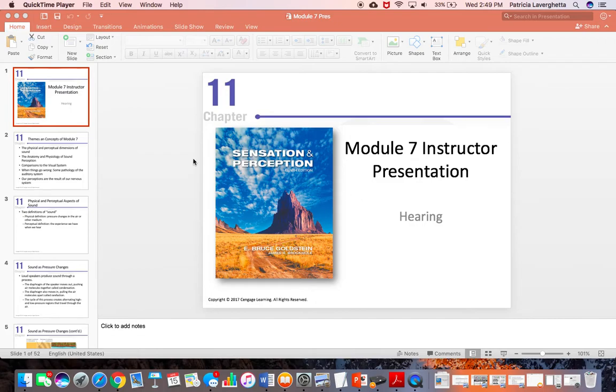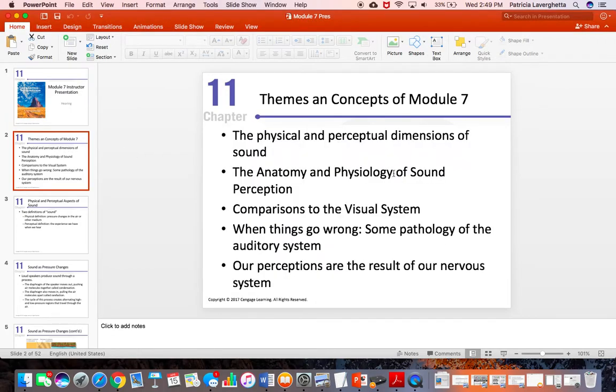Where I will be going through some of the themes and concepts of Module 7, and you can see those listed here, which will include essentially an analysis of the auditory system, where we'll go over the physical and perceptual dimensions of sound, some of that anatomy and physiology that we've been doing throughout the course. I also want to make sure that you constantly think about how this relates to the other visual system, to the visual system. The auditory system has similarities to it, and there's also differences and so forth, and we'll try to touch on that a little bit.